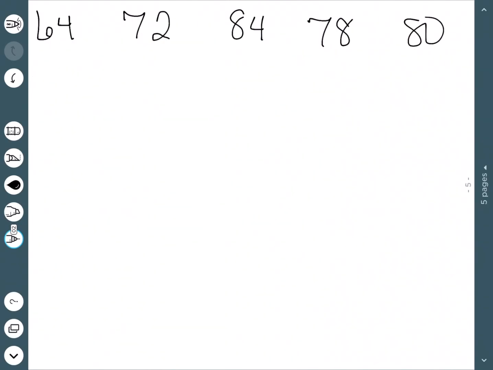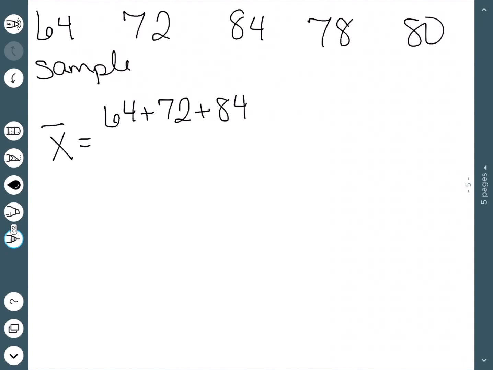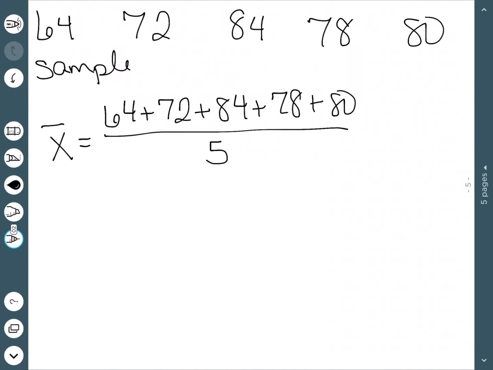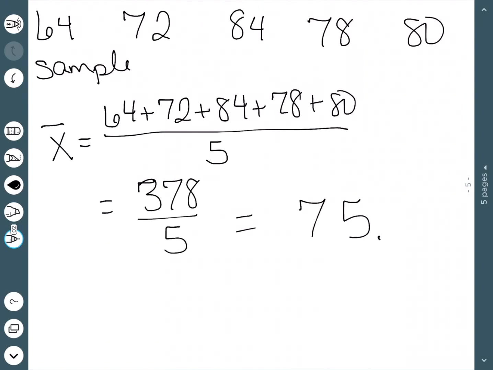Here we have a set of data points, and let's say that this is just a sample of data. We use X bar to denote our mean. We're going to add up all of these numbers, 64 plus 72 plus 84 plus 78 plus 80, and divide by the number of things there are. And we can see there are 5 data points here. When we add these up, we get 378 over 5, and dividing by 5 gives us our mean of 75.6.